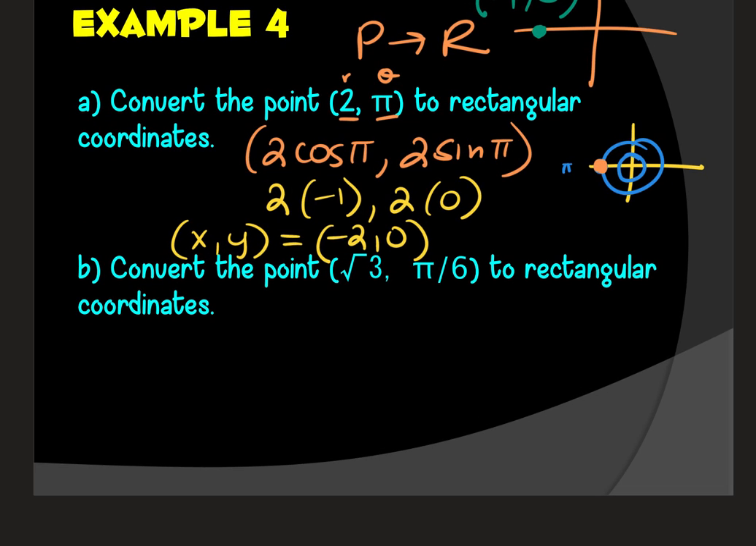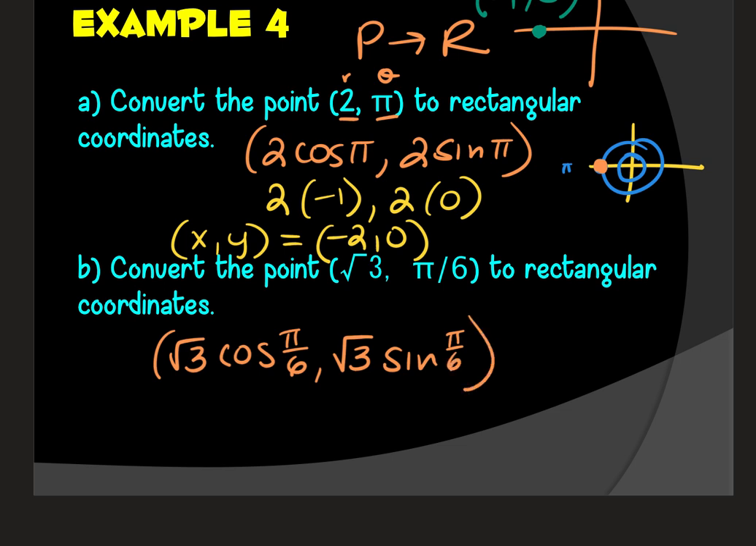All right, go to B. Convert root 3, pi over 6 to rectangular. So I'm going to do root 3 times the cosine of pi over 6 and root 3 times the sine of pi over 6. Do you remember your coordinate at pi over 6?